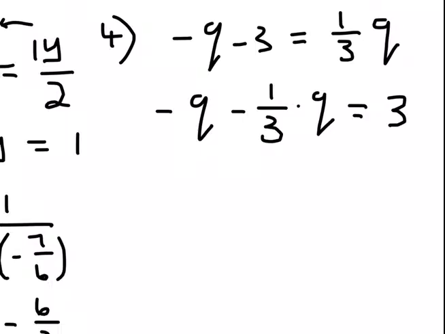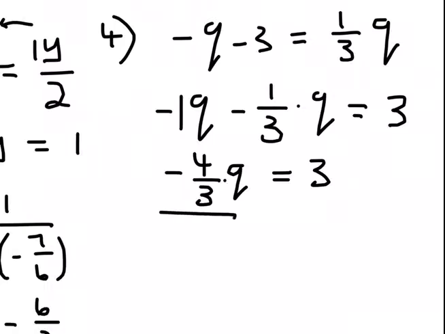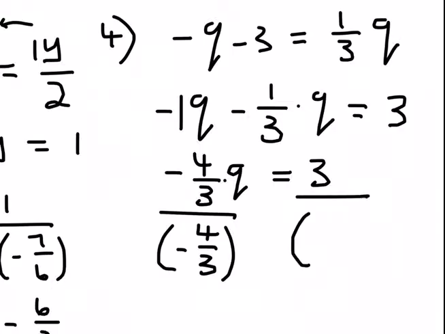So now remember, you have invisible 1 there. So it's like you have negative 1 minus 1 over 3, which is equals to, it therefore gives you negative 4 over 3q, which should be equals to 3. Then what you do, all that you do is just to remove this coefficient, which is negative 4 over 3. Remember, whatever that you do on the left, you also do on the right.